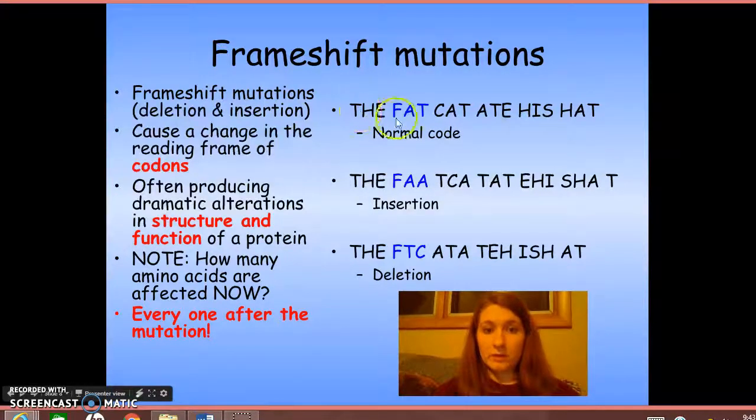So if you look up here, back to the cat sentence again, the fat cat ate his hat. That is normal. So if you remove that T, this would be a deletion. Oh, just kidding. So you are actually inserting an A here. Right in the middle of this A and T, you're inserting an A here.